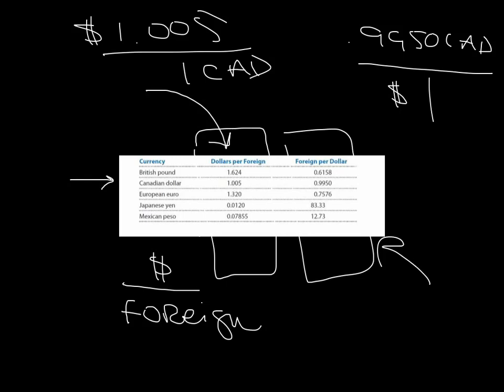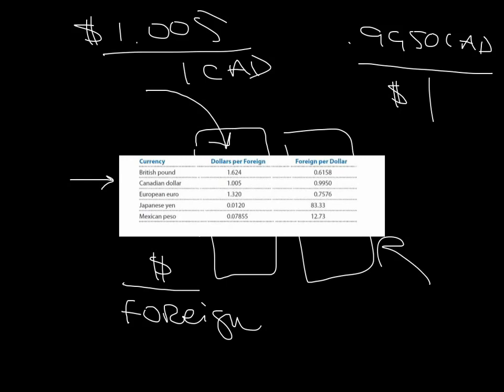So let's do a little bit of a conversion. Let's see here. We can see when we look at it that we have $1.005 per one foreign. So let's see how we might be able to use that. To slide 1, and I have my $1.005 or I have my 0.9950 Canadian.